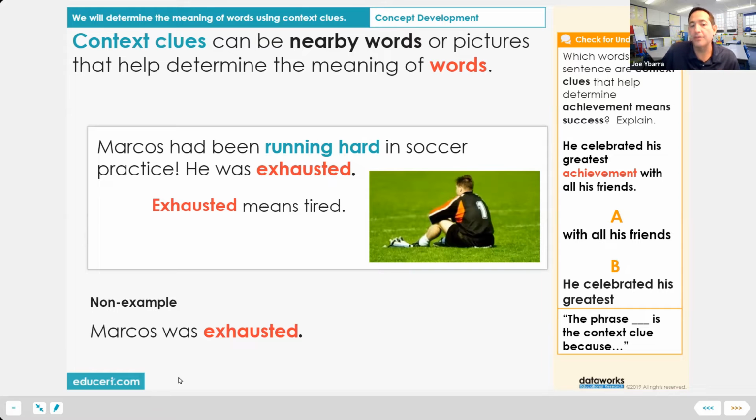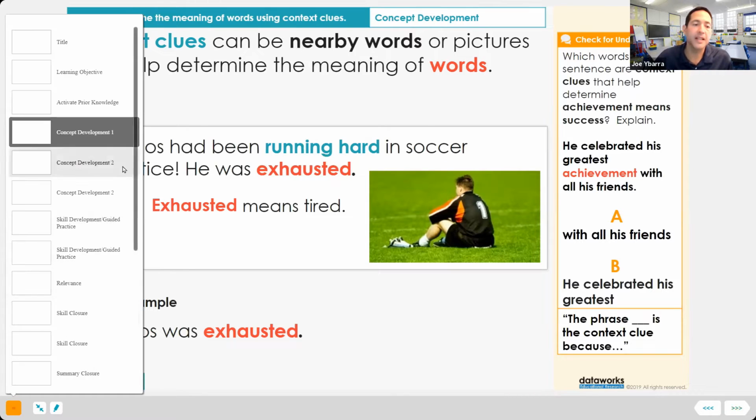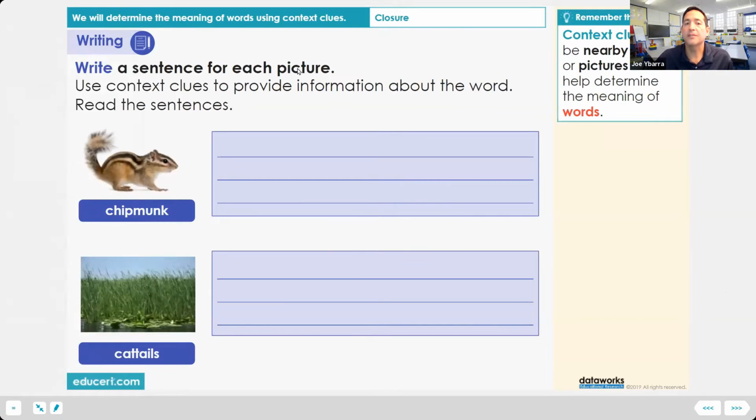I even give them examples and non-examples, and now I can ask them, what is a context clue? Which one is an example of a context clue? Now I'm starting to see real understanding. And what is the last thing I really would like to see them do? Write a sentence for each picture. Use context clues to provide information about the word. Read the sentences. Can they produce context clues? That's deep understanding of a concept.